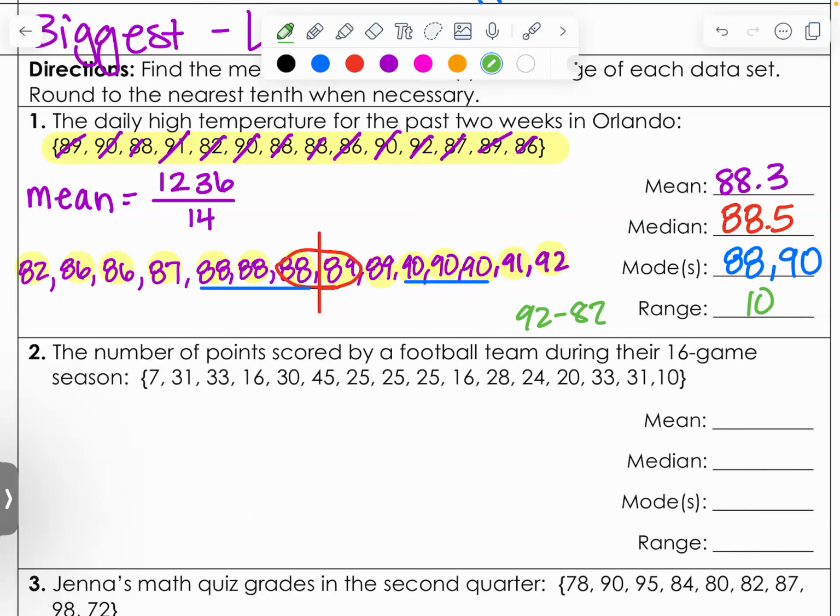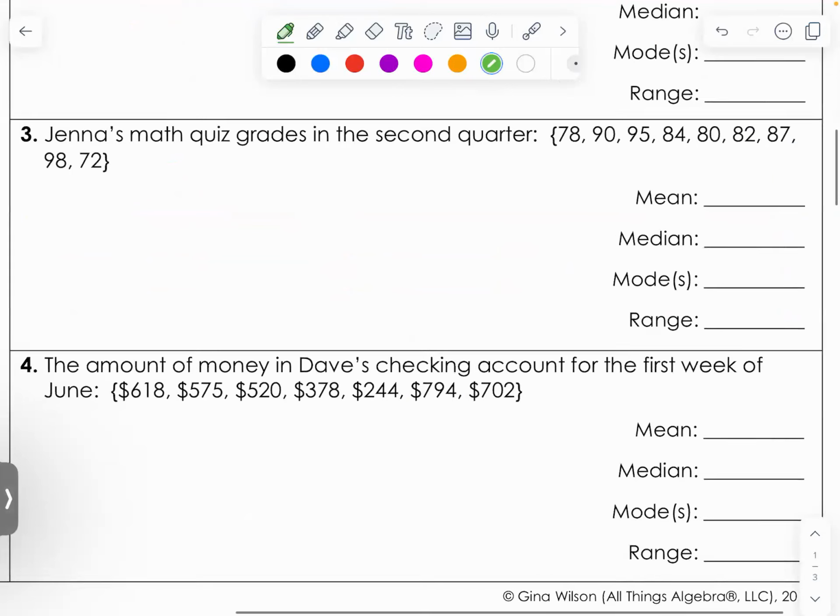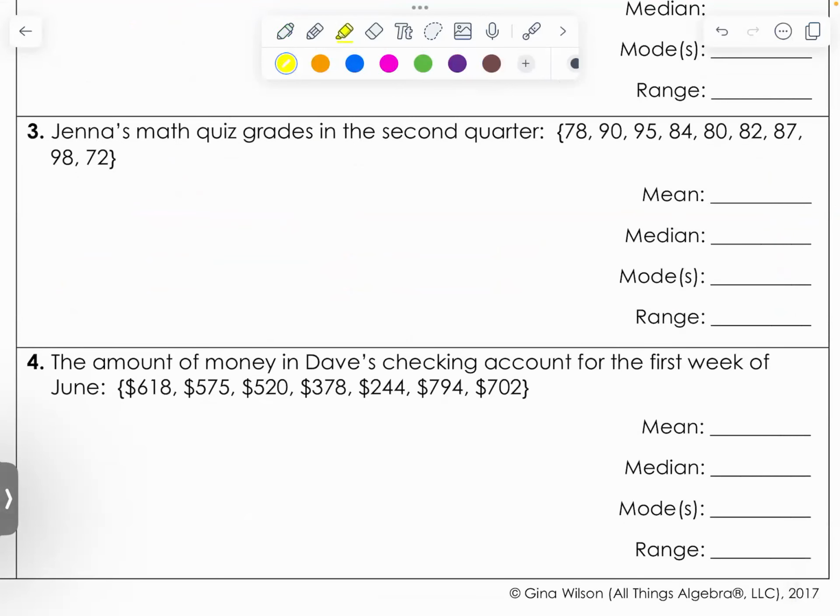Okay, this is what I'm going to have you do. I'm going to give you 3 minutes for you and your elbow partner to work together on number 3.